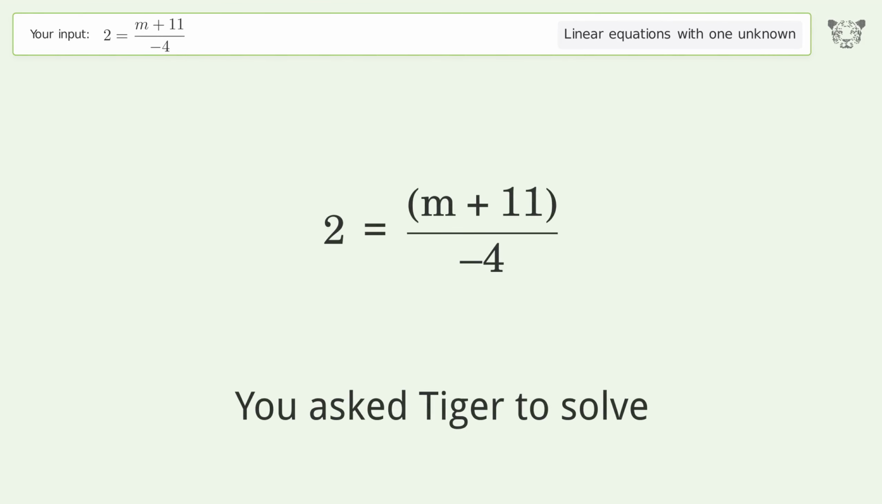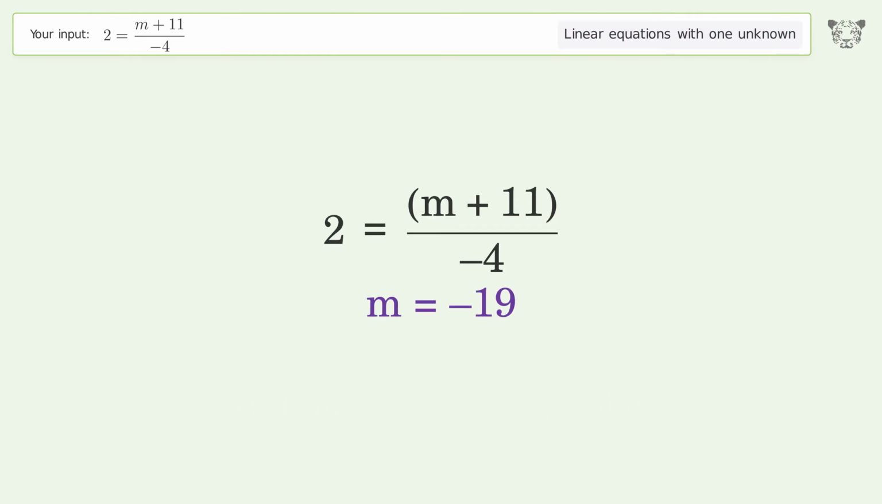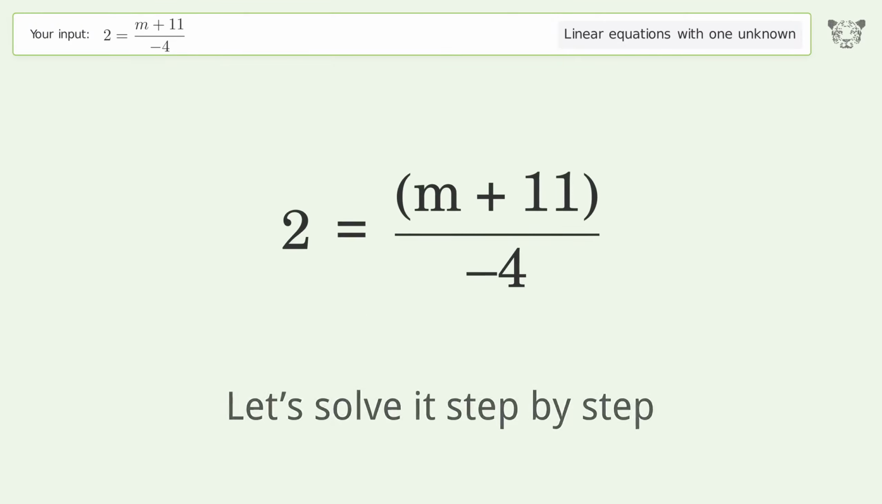You ask Tiger to solve. This deals with linear equations with one unknown. The final result is m equals -19. Let's solve it step by step.